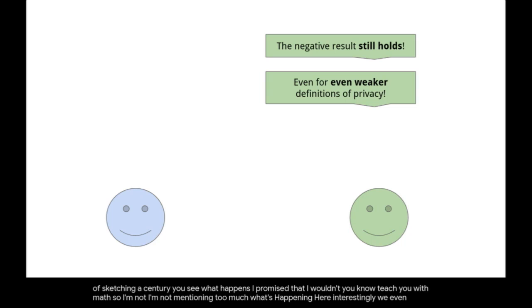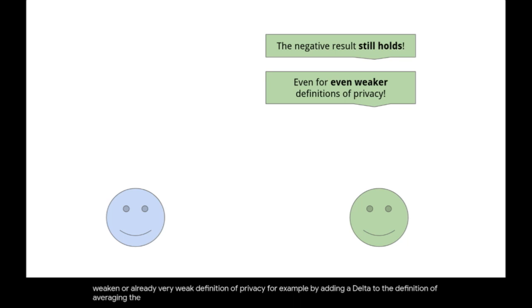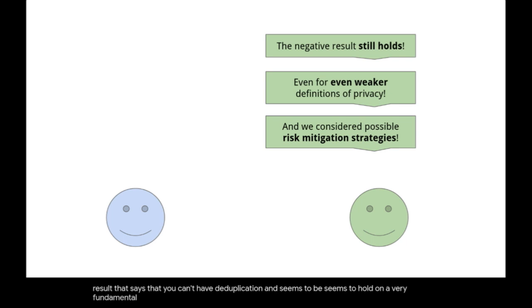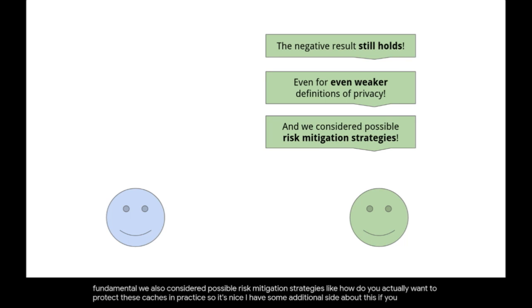Interestingly, we even try to weaken our already very weak definition of privacy, for example, by adding a delta to the definition or averaging the privacy loss across users, and it still holds. This particular result, that says that you can't have deduplication and privacy, seems to hold in a very fundamental way. We also consider possible risk mitigation strategies, like how do you actually want to protect these sketches in practice? I have some additional slides about this if you want. But there's no silver bullet.